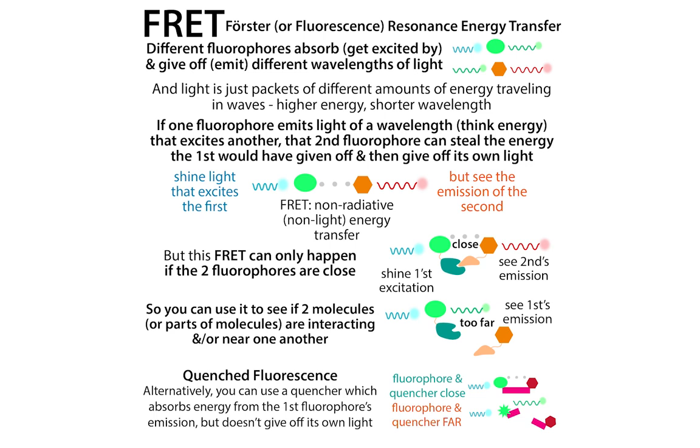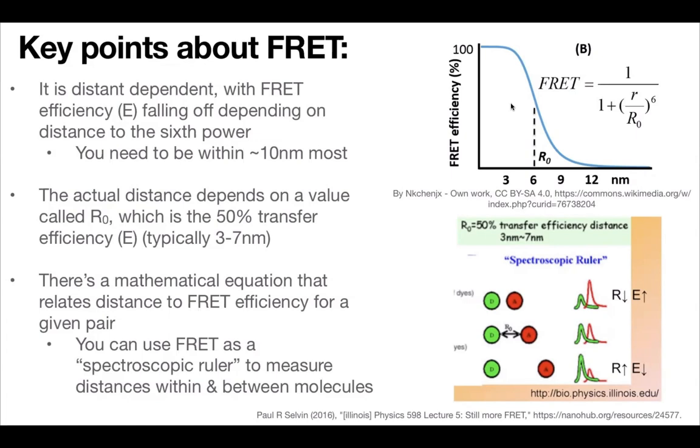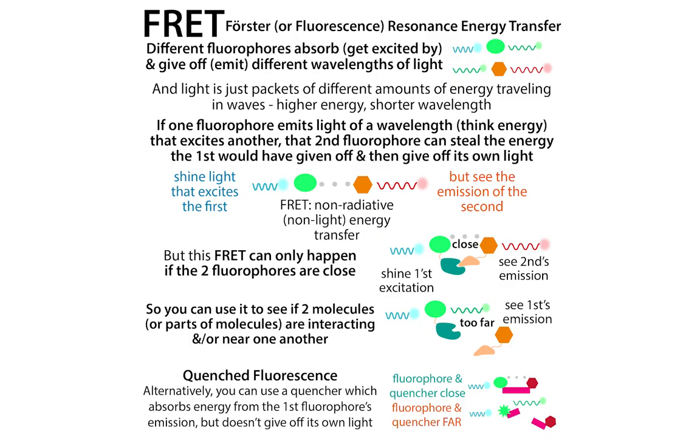By placing fluorophores on different molecules, you can see if they interact. You can put fluorophores on different sides of the same molecule to see if they are close together. So you can do things like measure conformational changes in protein, because FRET can serve as a sort of molecular ruler, because there's a very high distance dependency where you can actually calculate the distance between molecules based on how efficient the FRET is.